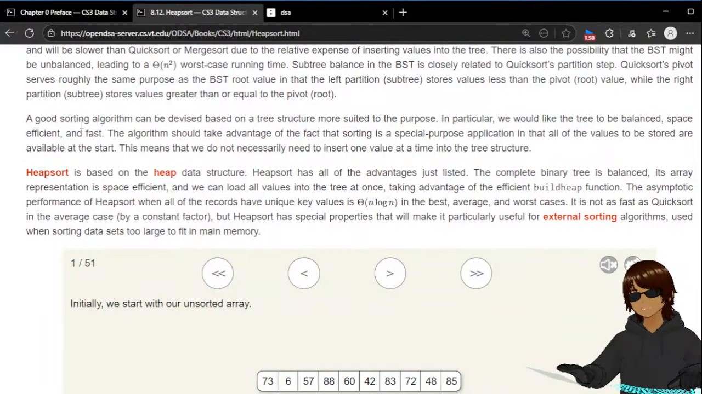A good sorting algorithm can be devised based on a tree structure more suited to the purpose. In particular, we would like the tree to be balanced, space efficient, and fast. The algorithm should take advantage of the fact that sorting is a special purpose application in that all the values to be sorted are available at the start. This means that we do not necessarily need to insert one value at a time into the tree structure.